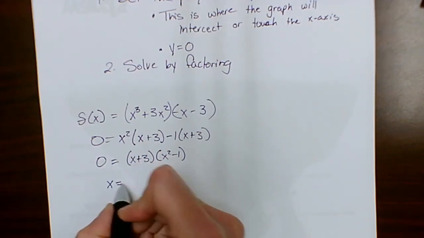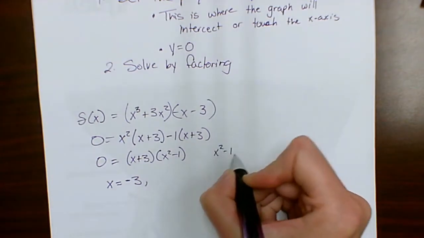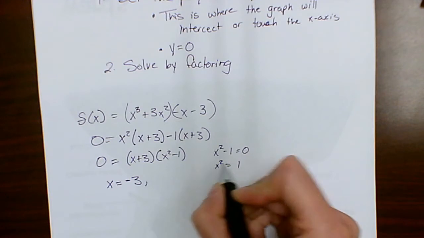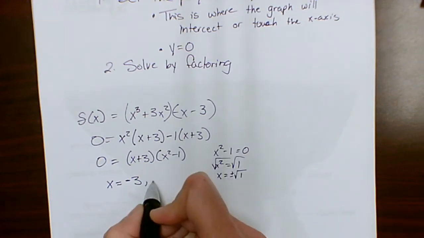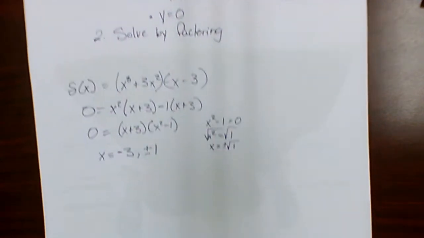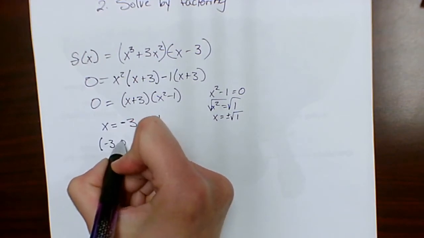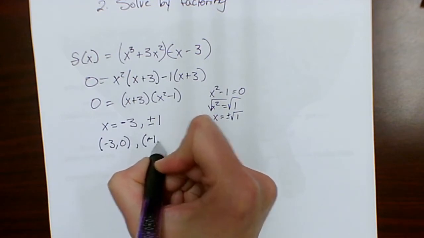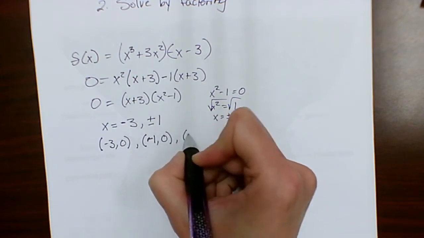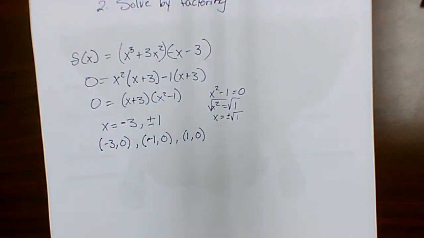So x has to equal negative 3. And with this one, x squared minus 1 equals 0. Square root both sides, we get x equals positive and negative square root of 1, so we get positive and negative 1. So these are our points: negative 3, 0; negative 1, 0; and 1, 0. Those are our 3 points that we will put on the x-axis.